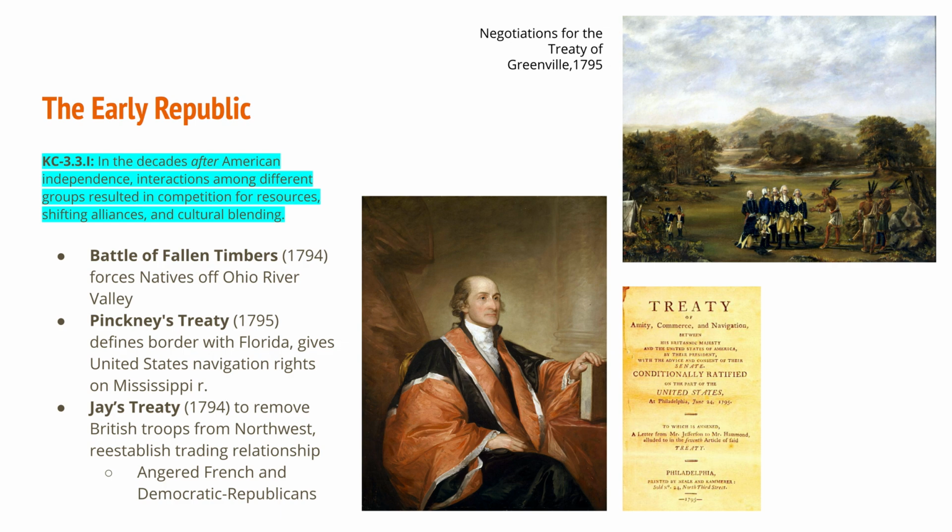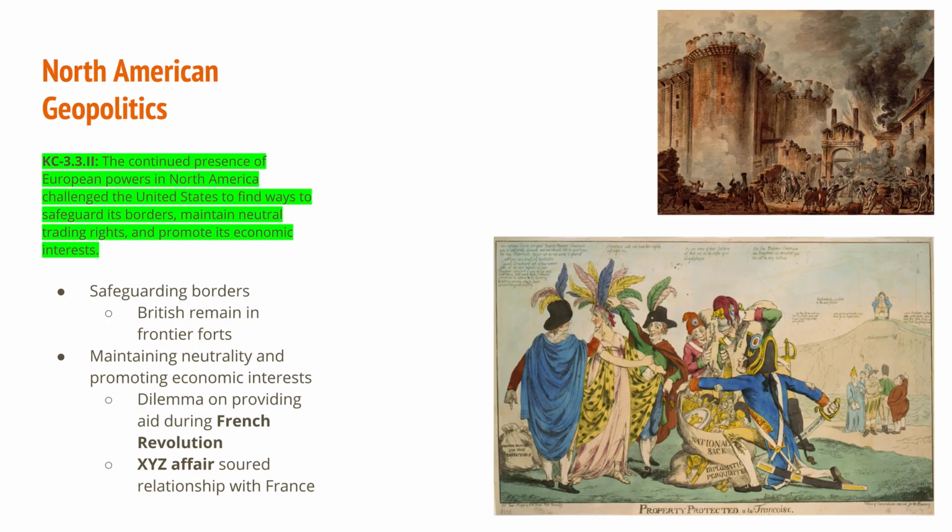And because it reestablished this friendly relationship between the United States and Great Britain, the French, who were American allies, were really angered by this. And the Democratic Republicans, who wanted a closer relationship with the French, were also greatly angered by this. So the continued presence of European powers in North America challenged the United States to find ways to safeguard its borders, maintain neutral trading rights, and promote its economic interests.